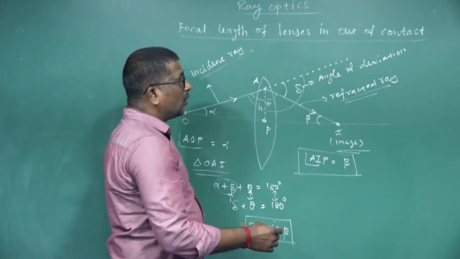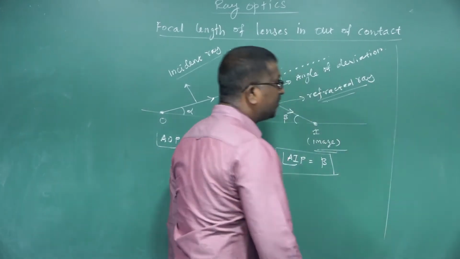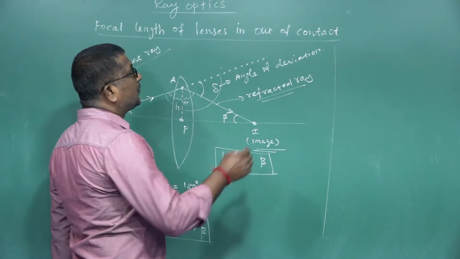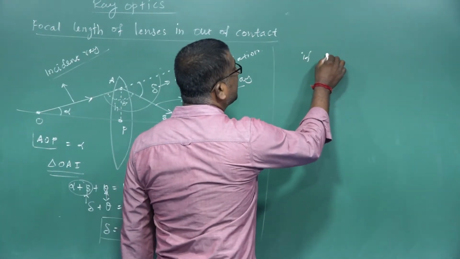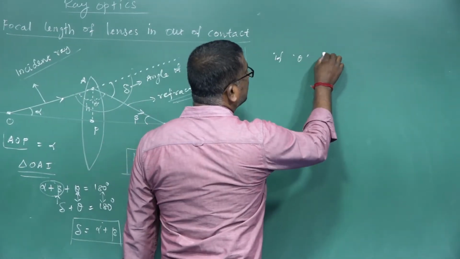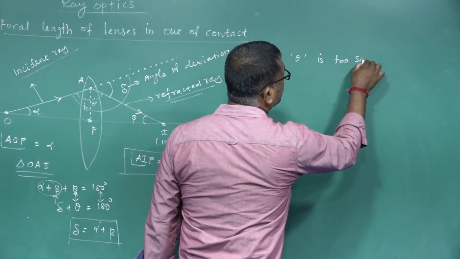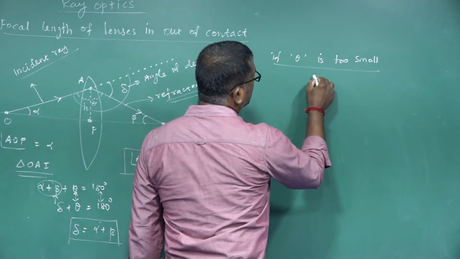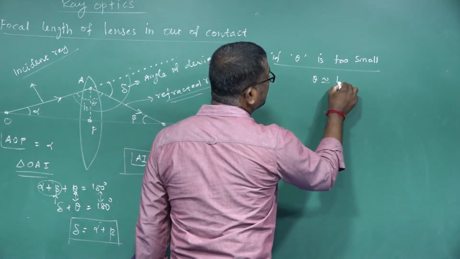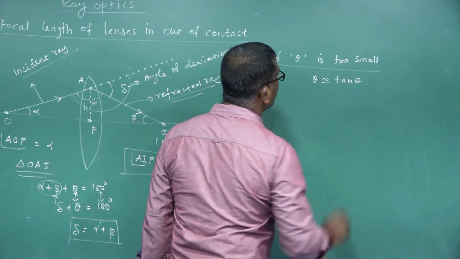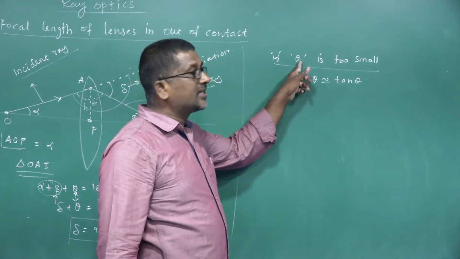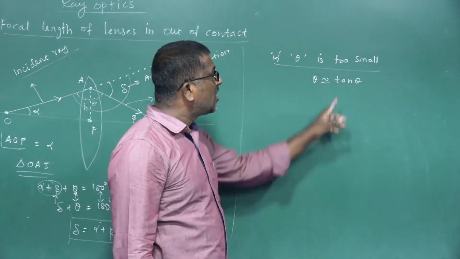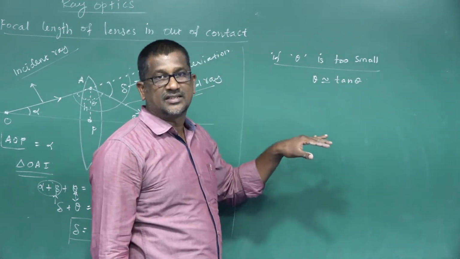Right. We know that in mathematics one condition is there: if the given angle, theta, is too small, then theta can be taken as tan theta, or tan theta can be taken as theta.